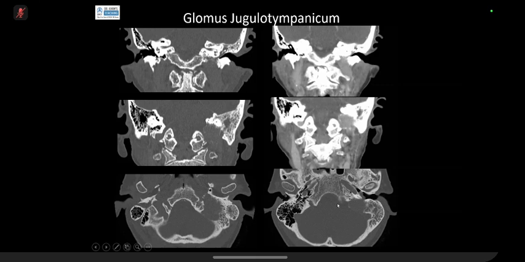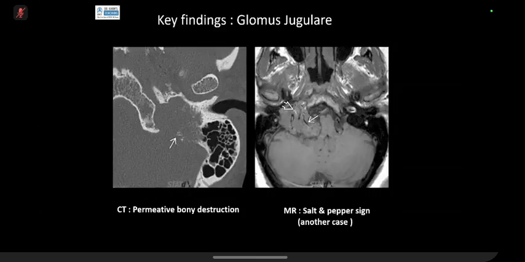You see this? Permeative bony destruction like this. And this is how you differentiate it from a neuroma, let's say a neuroma from any nerve. Another point which the candidate very well picked up: I had intentionally shown a T1 weighted pre-contrast sequence.